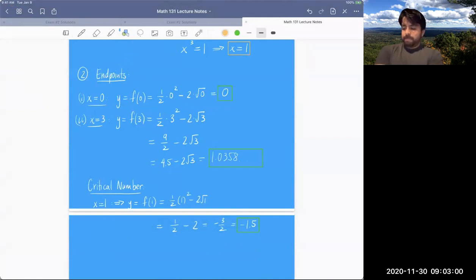What's the smallest out of these numbers? There's only one that's smallest and one that's biggest.